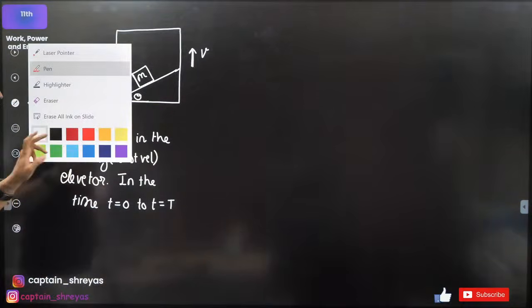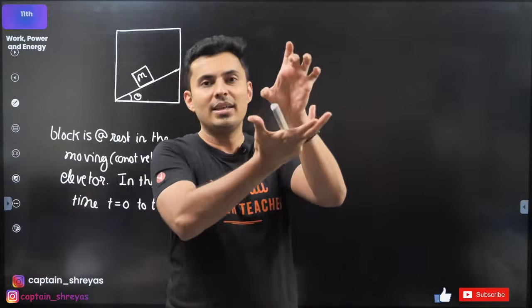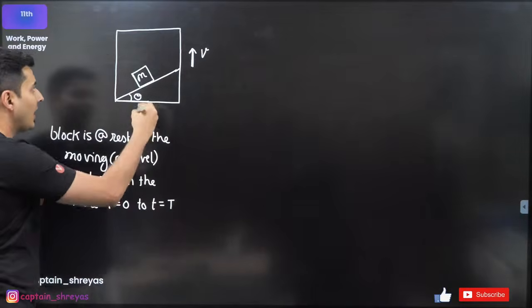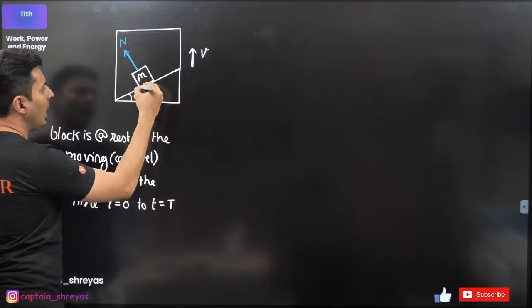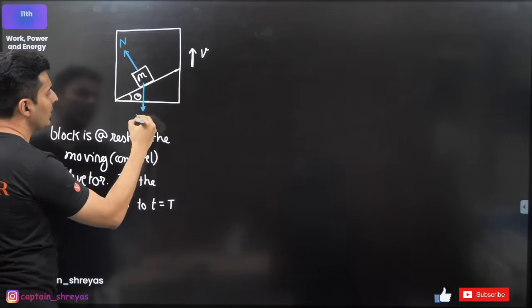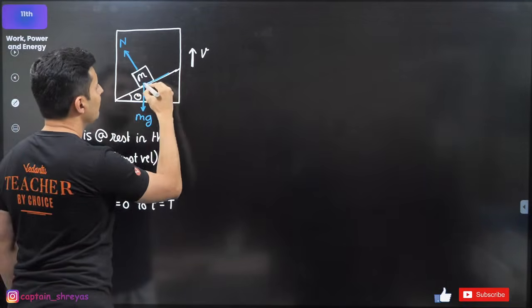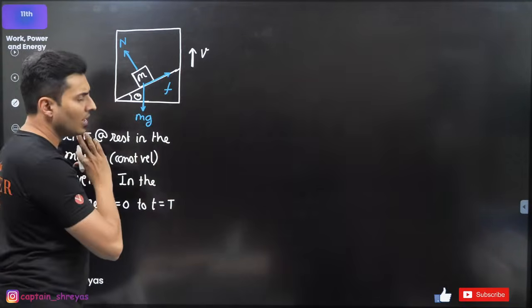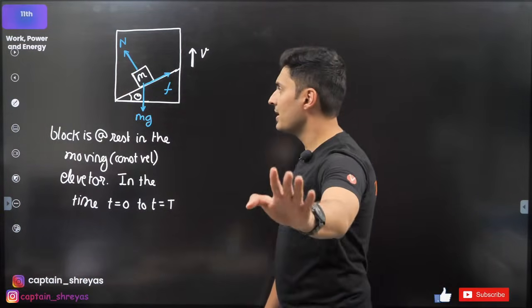Let's start with the free body diagram. What are the different forces? Because the block is moving with the elevator, it's stationary. I think one of the forces has to be the normal force. The other force has to be the weight, which is going to act down. Also, I think there will be friction which will act this way. These are the only forces, my dear students. Only these forces are acting.